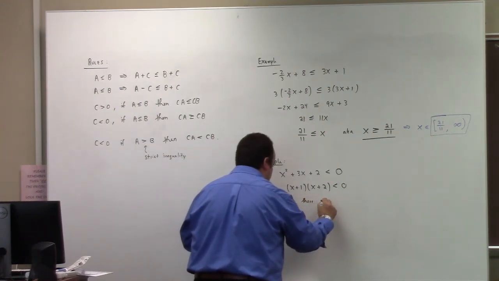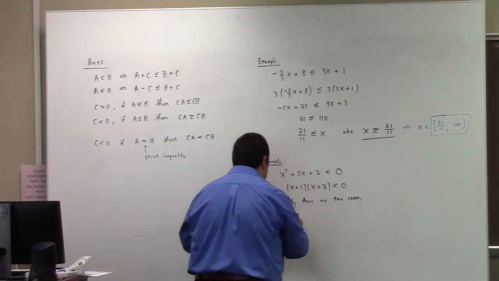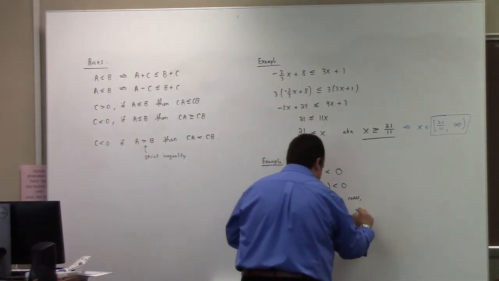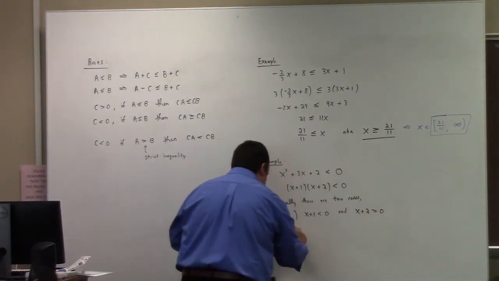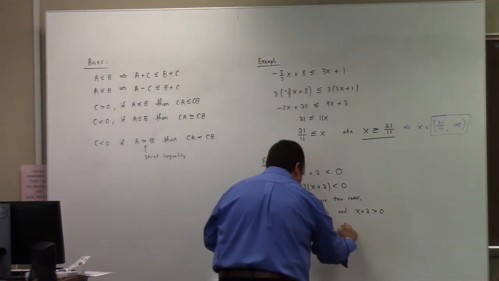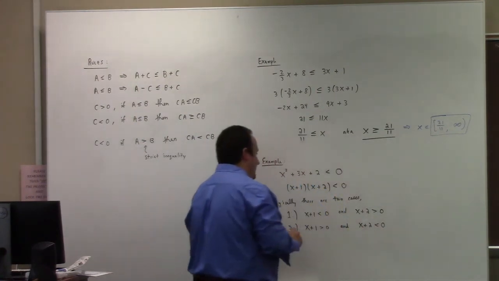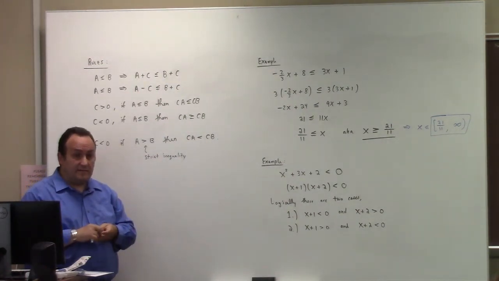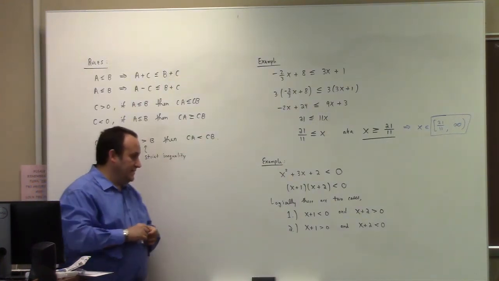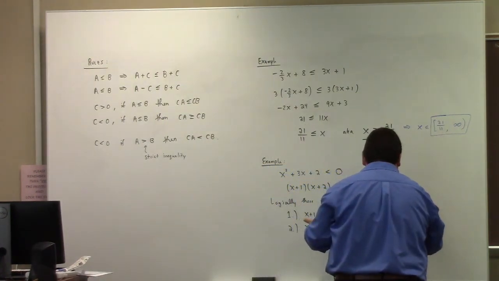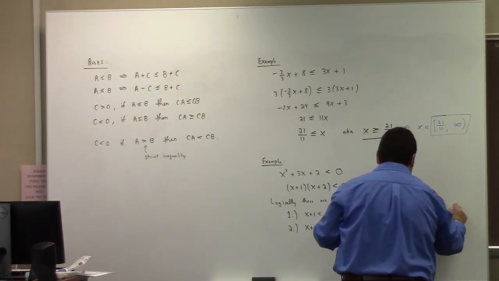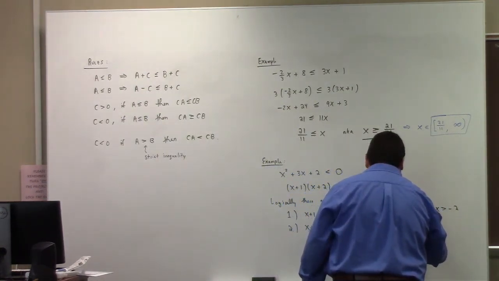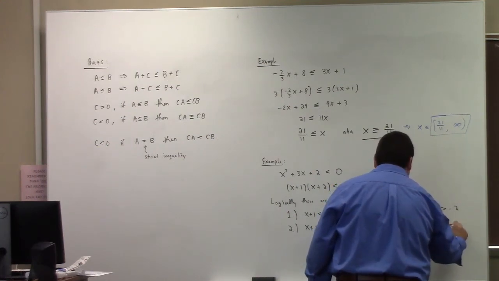There are two cases, right? Case 1 would be that x plus 1 is less than 0, and x plus 2 is greater than 0. Case 2 would be that x plus 1 is greater than 0, and x plus 2 is less than 0. Because the only way we can have a product of two quantities be negative is if we're looking at either plus minus or minus plus, right? And then you could solve those separately. What would this say? This would say x is less than minus 1 and x is greater than minus 2, right? And what would this one say? x is greater than minus 1 and x is less than minus 2.